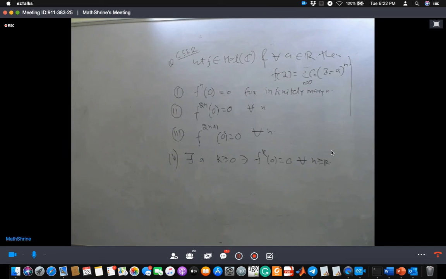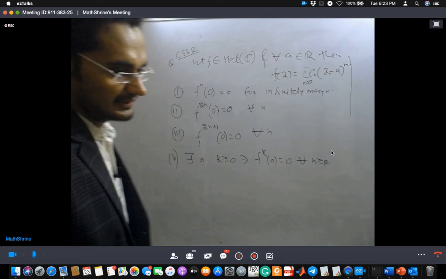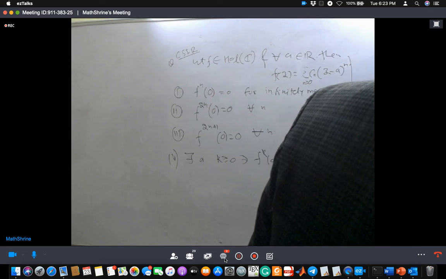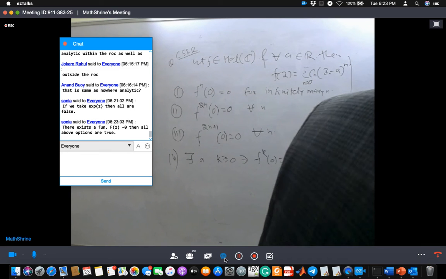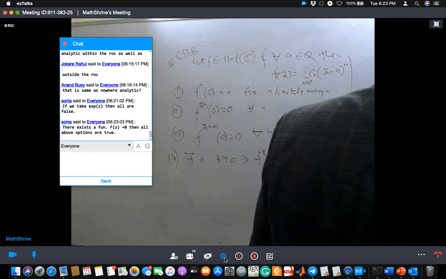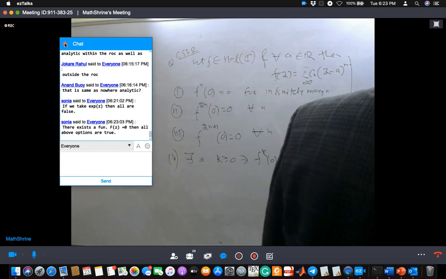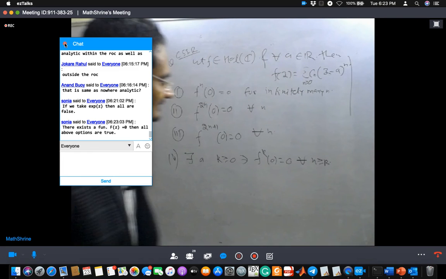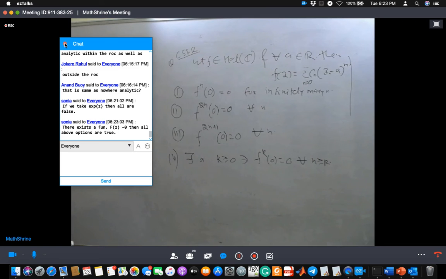Anybody have an answer, please you can text me. I am looking at your answers. If we take the exponential function, Sonia says then all are false. Very nice. There is a function for which all the above options are false. I am happy that people are replying. The answer credit goes to Sonia ji.